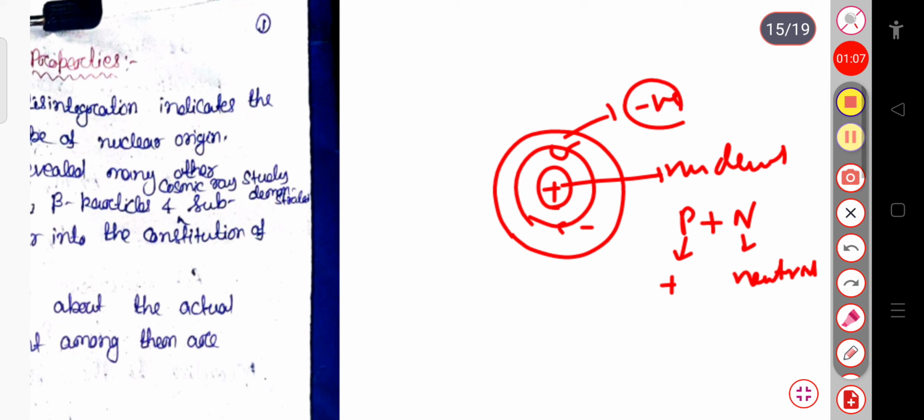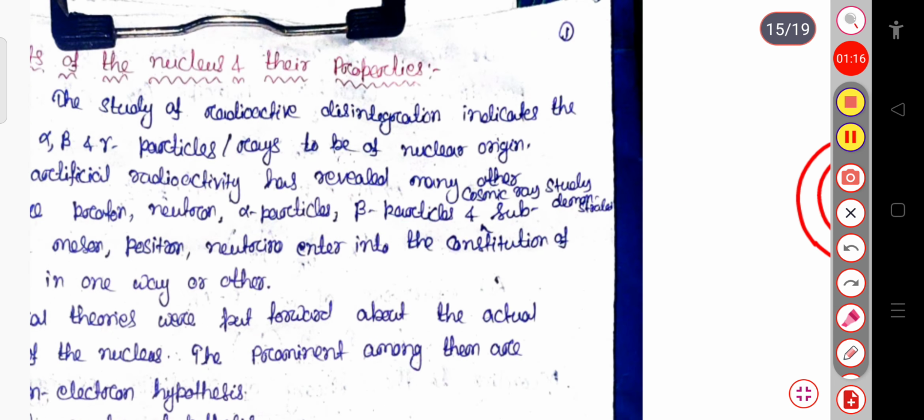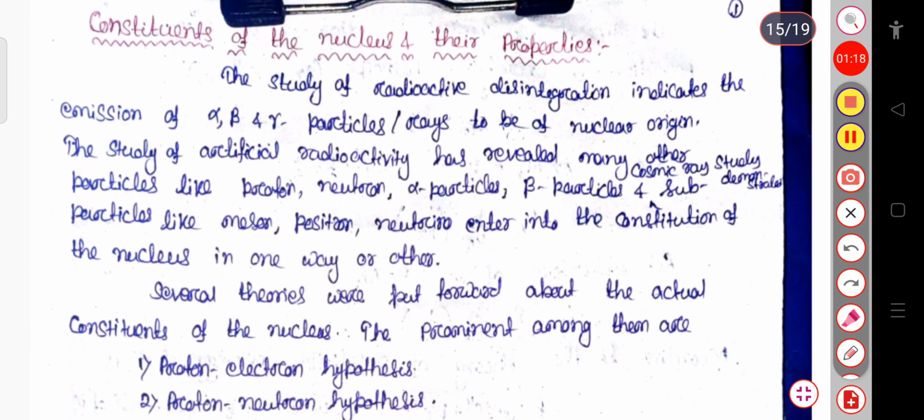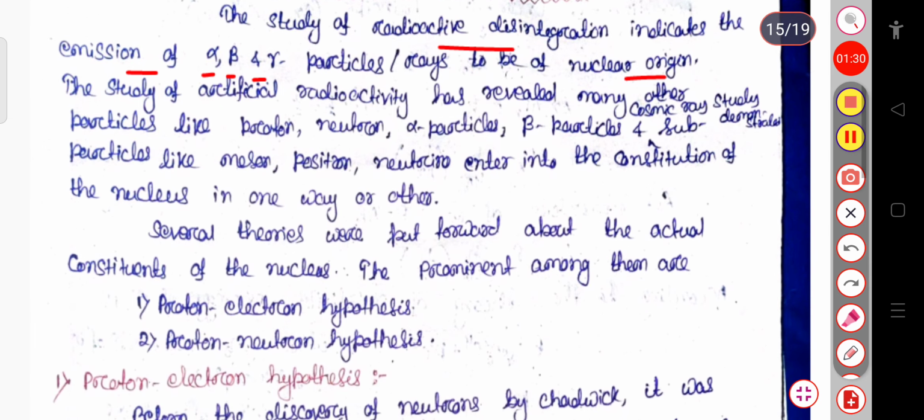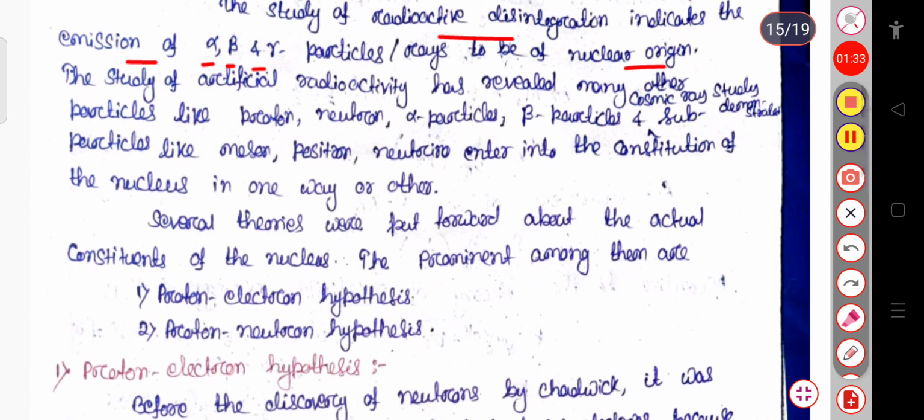Before the discovery of the neutron, what hypotheses were considered? Today we are going to discuss that. Let us see the constituents of the nucleus and their properties. The study of radioactive disintegration indicates that the emission of alpha, beta and gamma rays is of nuclear origin, and the study of artificial radioactivity has revealed many other particles like proton, neutron, alpha particles, beta particles. Cosmic ray studies demonstrate subatomic particles like meson, positron, neutrino, which enter into the constitution of the nucleus in one way or other.